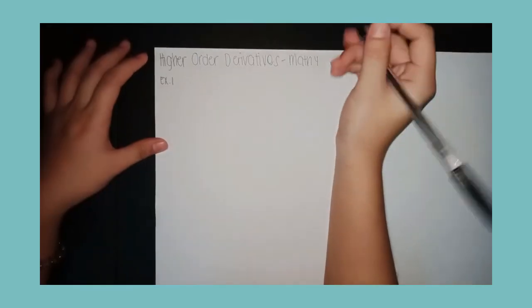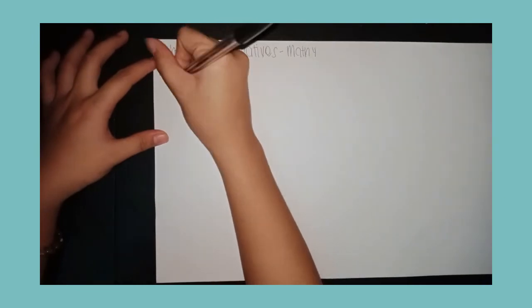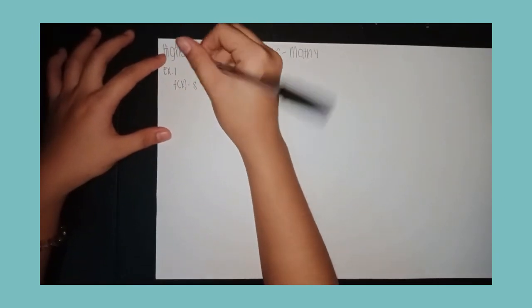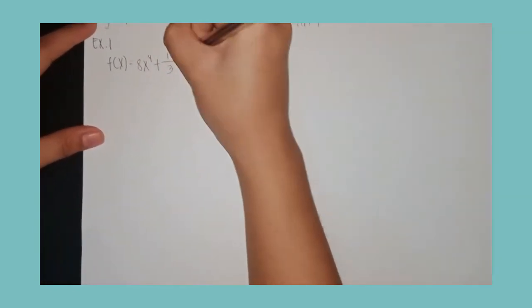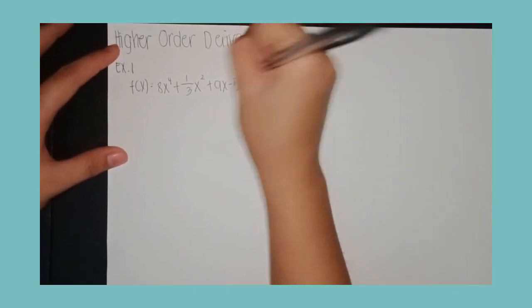Good morning, everyone. I am Jarens Bedando. Higher order derivatives. We have two examples. The first one, the given is f of x is equal to 8x raised to the power 4 plus 1/3 x cubed plus 9x minus 5.